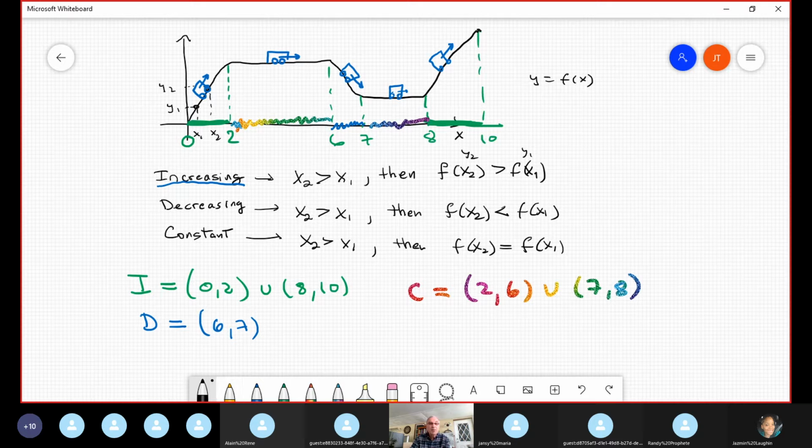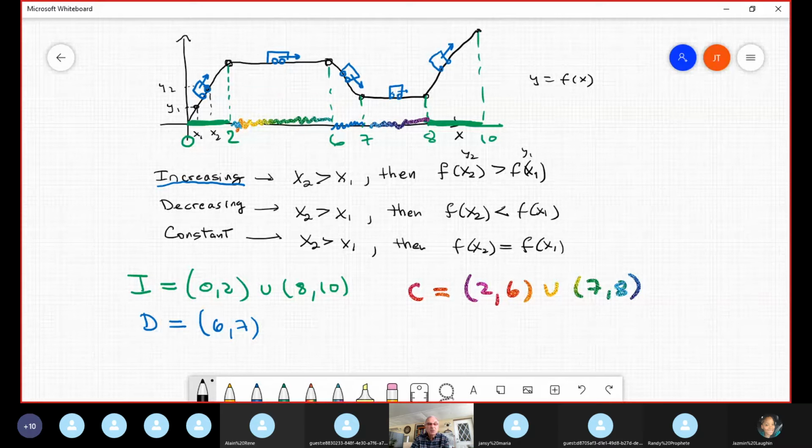Then one of the students asks: professor, I have a question. What happened with the endpoint? What is the reason that you always use parentheses and never brackets? You don't include this because it's the transition point. The behavior a little bit before 2 is increasing. However, a little bit after 2 is constant. So what's the behavior specifically at 2? Transition point. The transition point is not included inside the interval, whether increasing, decreasing, or constant.